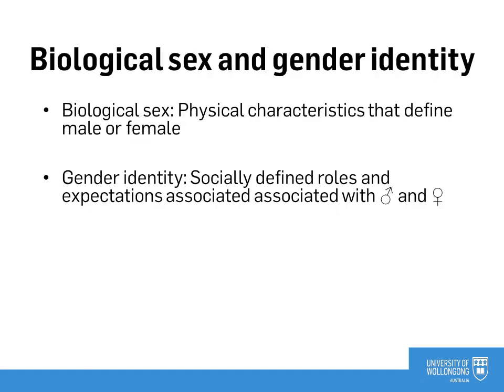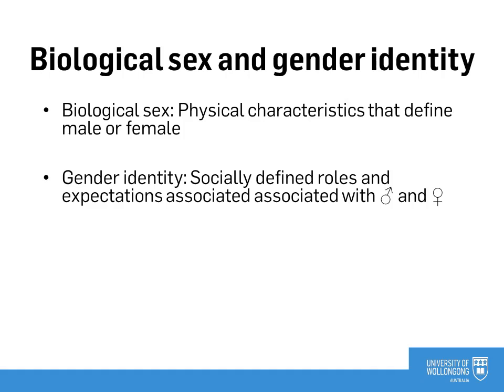So when we talk about gender development, we want to just make a distinction between biological sex and gender identity. So biological sex is the physical characteristics that make someone male or female. Gender, on the other hand, is the social construction of what it means to be male or female. So that involves socially defined roles and expectations, patterns of behavior that we expect from a male or female, societal norms that generate gender stereotypes.